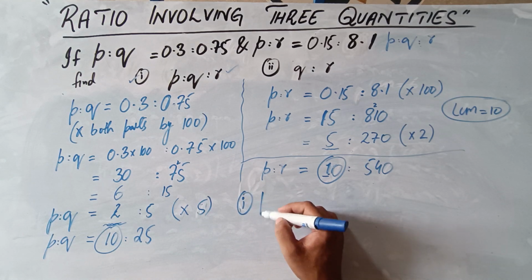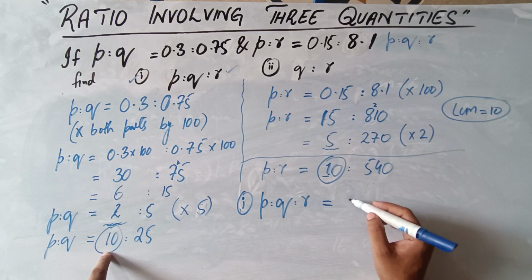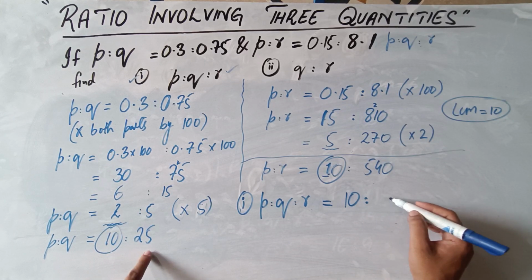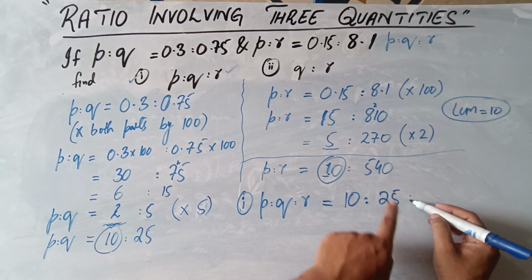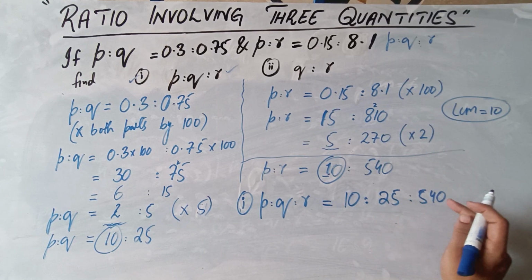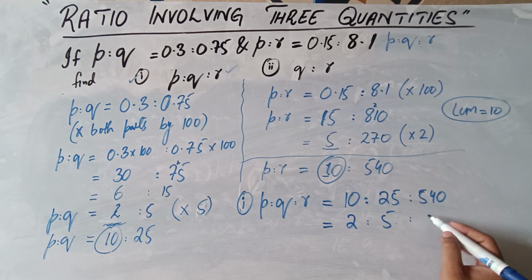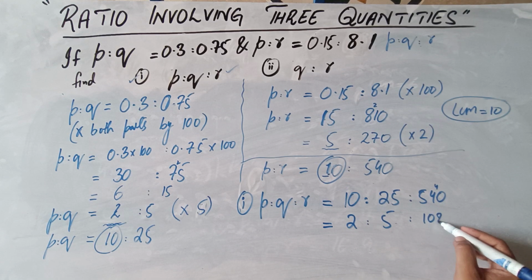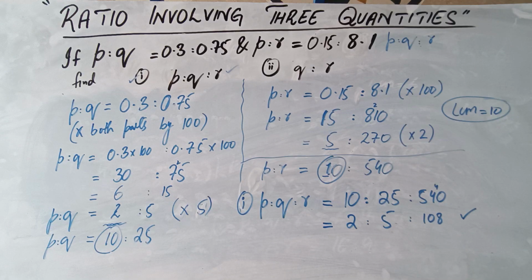So now first part, P ratio Q ratio R is equal to, so first P is written, so the value of P is 10, then Q, which is 25, and then R, which is 540. Now we will see if they all are divisible by any common factor. Yes, they all are divisible by 5. So 5 times 2, 5 times 5, 5 times 10 is 50, 4 will be carried, 5 8s are 40. Now we will again see whether they all are divisible. No, this is the final and simplified answer.